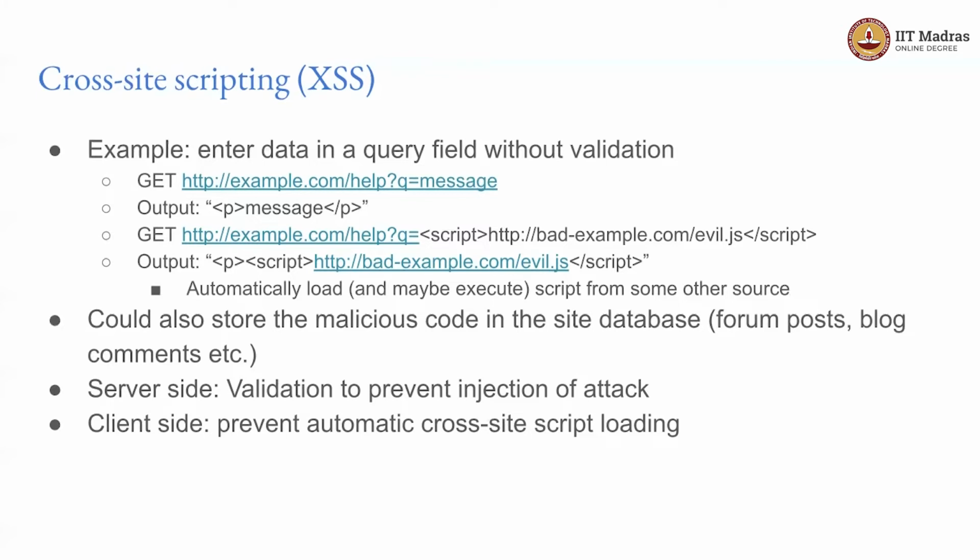Now, one of the things that we have discussed quite well in earlier videos is that you need to validate data. You need to try and prevent such kinds of injections from happening, and to a large extent, it can actually be done. But on the other hand, on the client side, you could also do things that can prevent automatic cross-site script loading. There are, in fact, cross-site scripting blocking techniques that can be used in order to at least understand that something like this might be happening, and even at the browser level, provide you with some degree of protection.